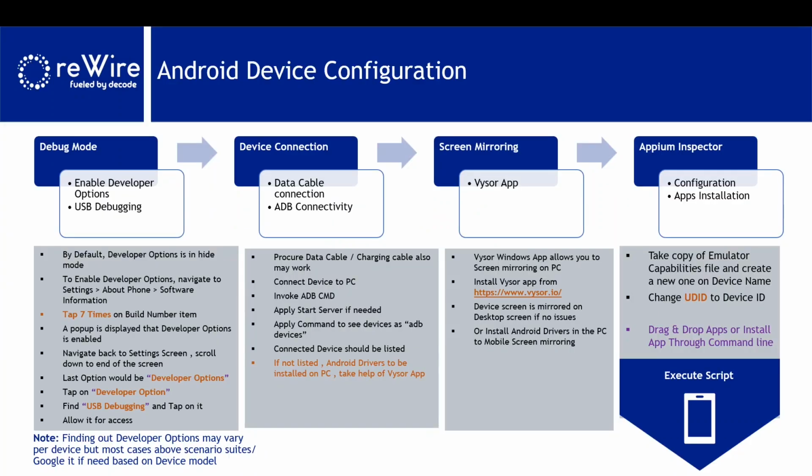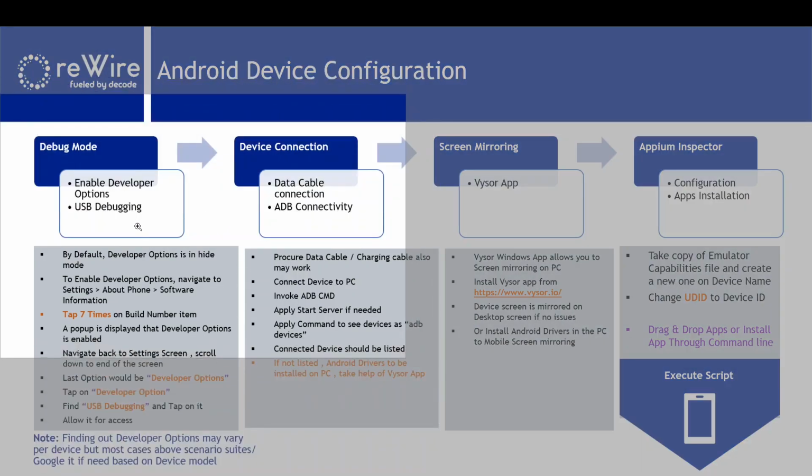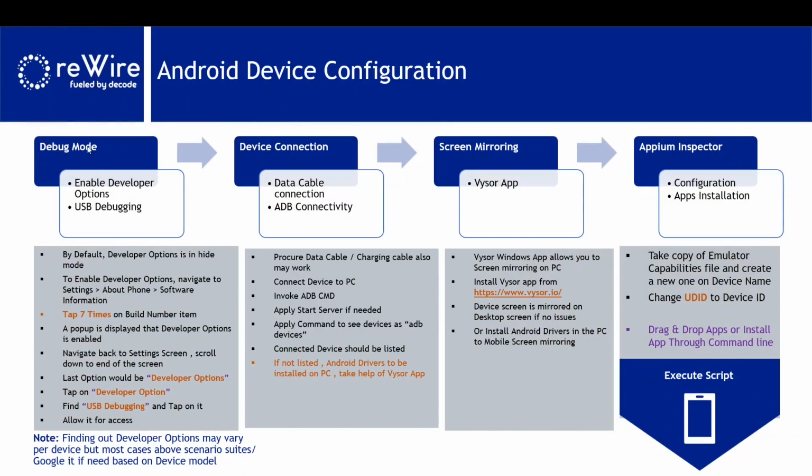Team, closely go through this so that you can easily understand. The entire process, all the activities that we are doing to configure the device to the host system so that it can talk as an Android node, I have divided into four phases. One is debug mode, which needs to be enabled at the device level.